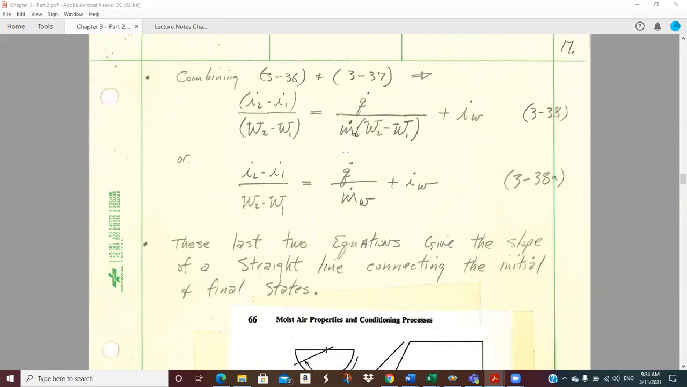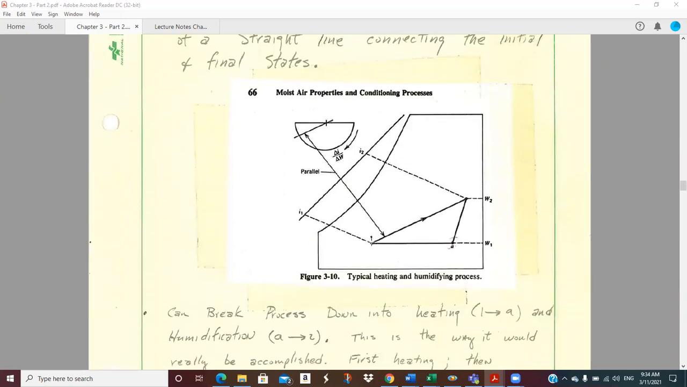for the two processes separately, well, we know this is sensible heating from one to A. So Q dot would be the enthalpy at A minus the enthalpy at one times the mass flow rate. And that would say how much sensible energy we had to put in. And the latent is the enthalpy at two minus the enthalpy at A times the mass flow rate, that's the energy. Or for the amount of water, we can do W2 minus W1 times the mass flow rate of the dry air. And that'll tell us how much water we had to add.